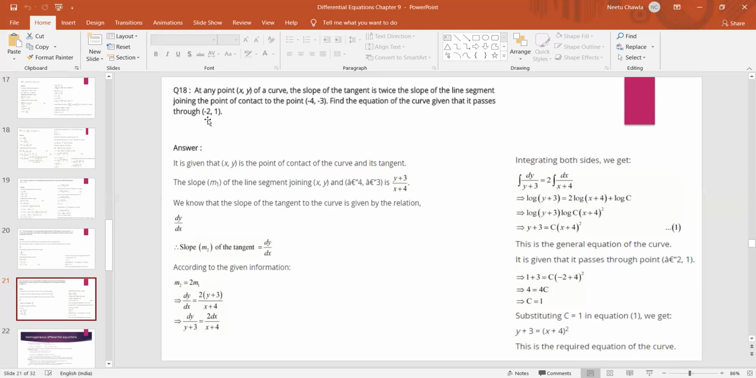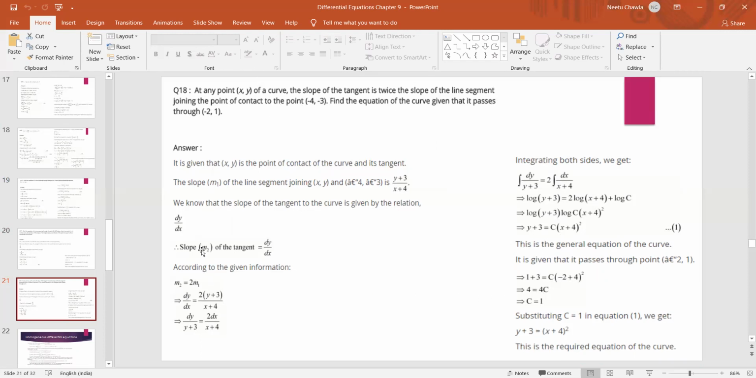But what are they asking us? When it passes through minus 1 and 2, it means the value of x is minus 1 and y is 2. See this? Substituting this value, getting c as 1, and putting the value of c here in equation number 1, I am getting this as the required equation of the curve.